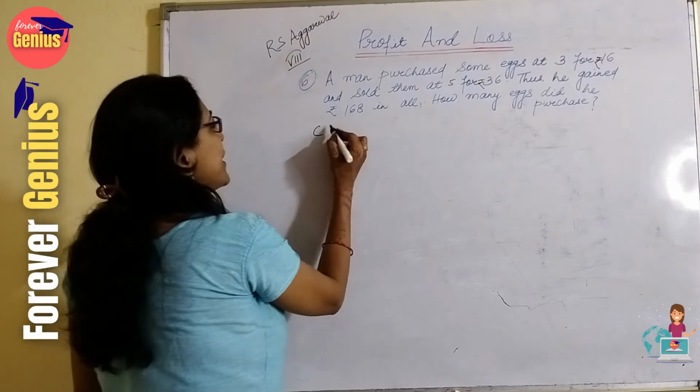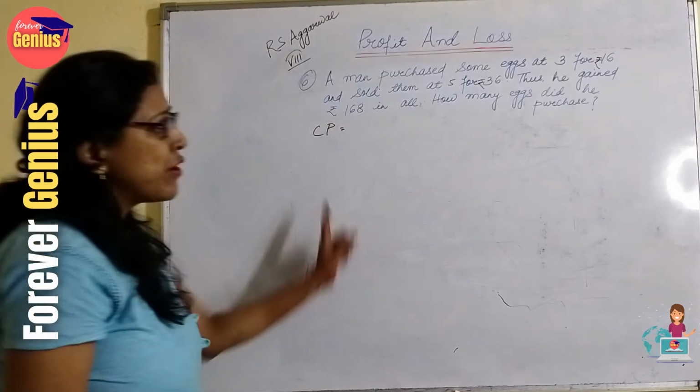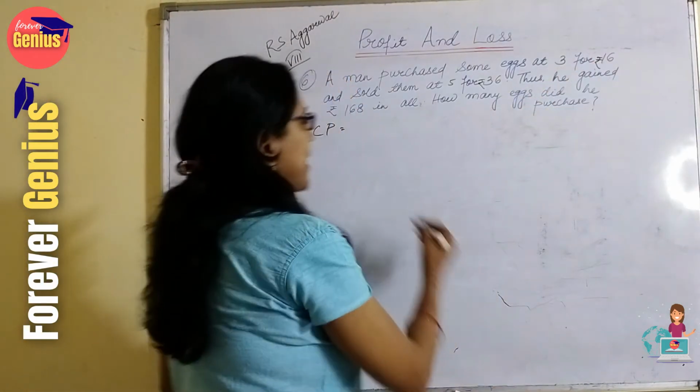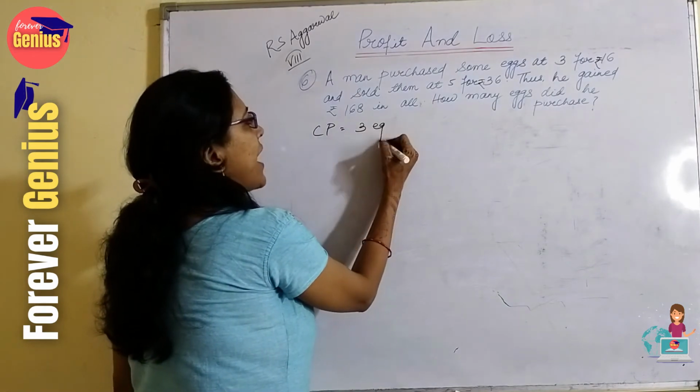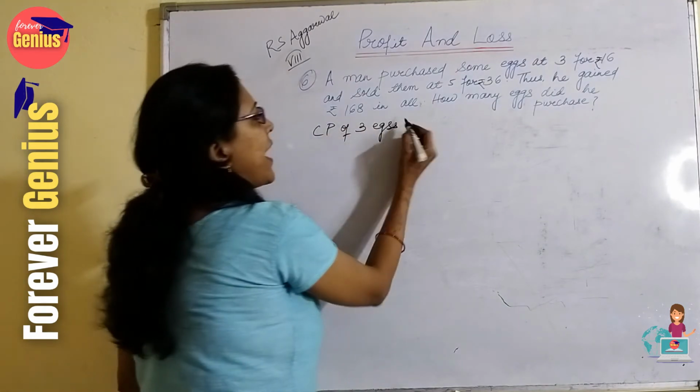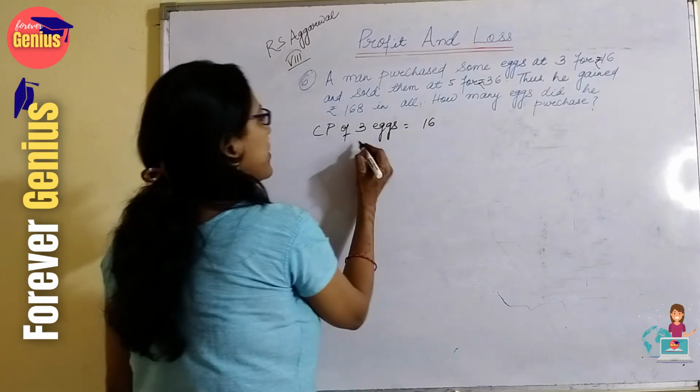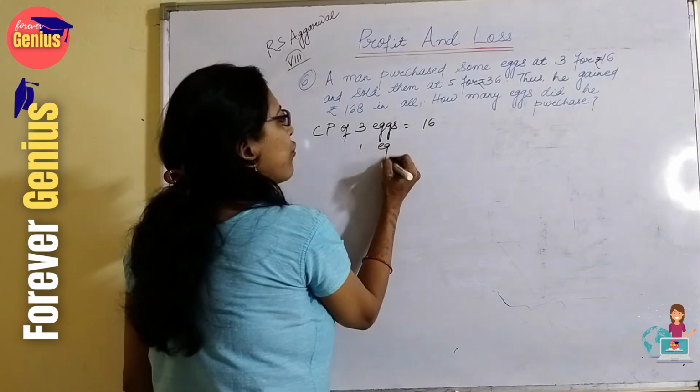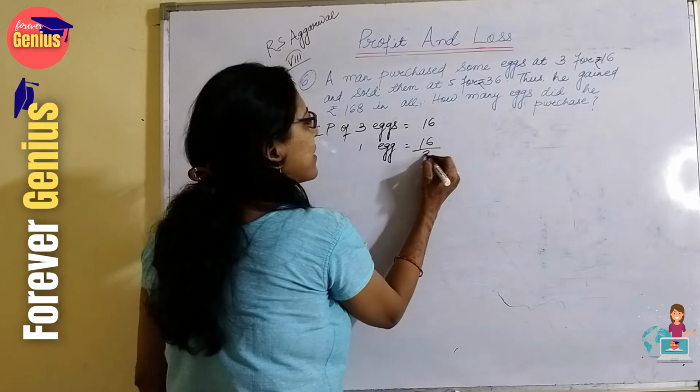So, see the cost price first. If I am purchasing 3 eggs, cost price of 3 eggs is equal to 16, means cost price of 1 egg is equal to 16 by 3.